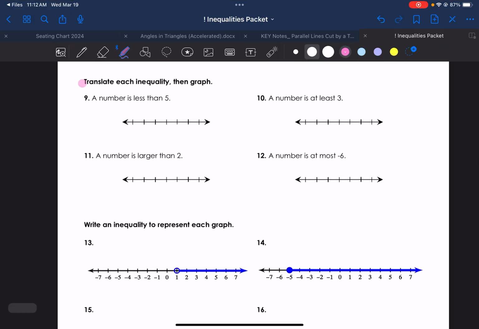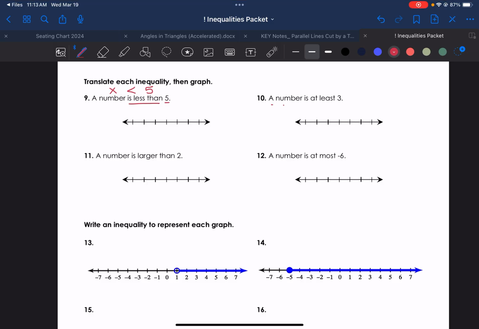The directions say, translate each inequality, then graph. Okay, when we say translate, what we mean is you're going to take the words and change it into numbers. It says a number is less than 5. Okay, a number means x. Is less than means we're going to use the less than symbol, 5. And then you're going to graph it. So you're going to put all the graphing that we just practiced a second ago. Sometimes they're a little trickier.